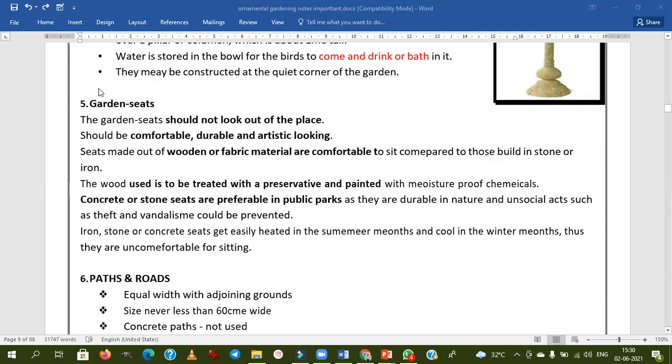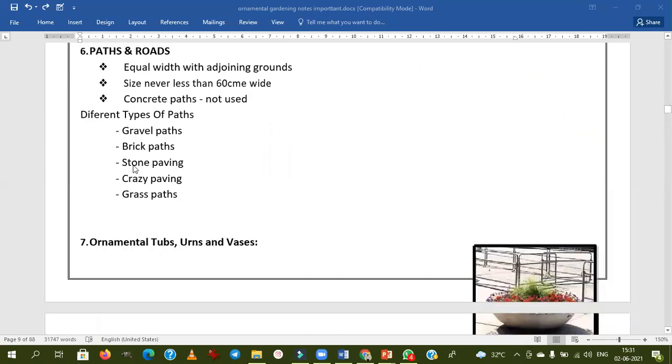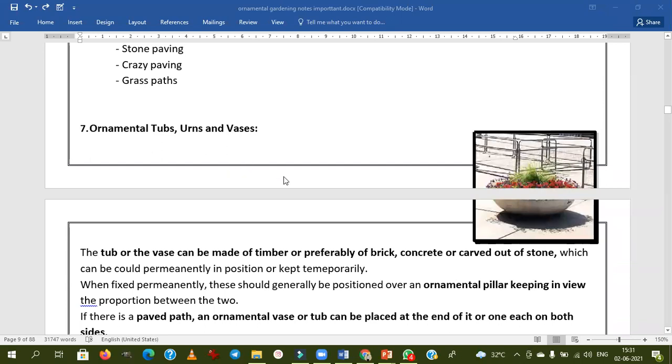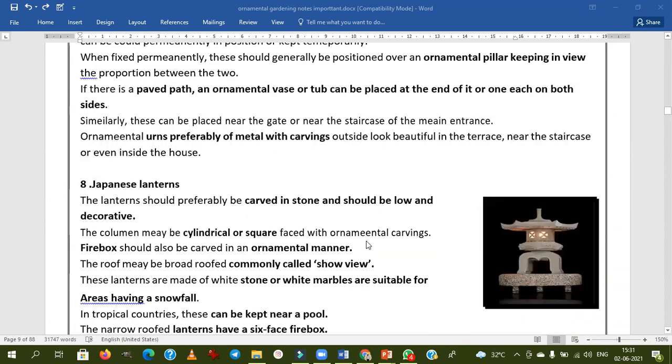Then garden seats. Garden seats means these are all the seats used in the garden to rest under the trees or in the shadow. Then paths and roads. We use different types of paths like gravel paths, brick paths, stone, crazy paving, and grass paths. These are the common elements. Then ornamental urns or tubs or vases. These are all the ornamental vases.